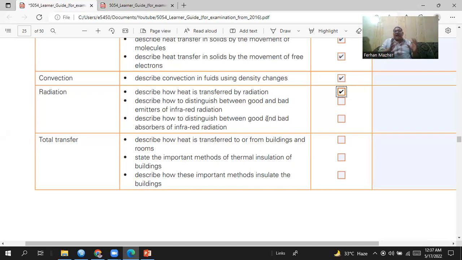Okay, so describe how to distinguish between the good and the bad emitter of infrared radiation. Bodies which have a dull black color are the best emitters of infrared radiation. That is the reason when you have a radiator, the radiator is always black, because its work is to give out infrared radiation from the hot body. So it is made of dull black color, and then it becomes a very good radiator of infrared radiation. And if you use a silver color, shiny surface, it will be a bad emitter.